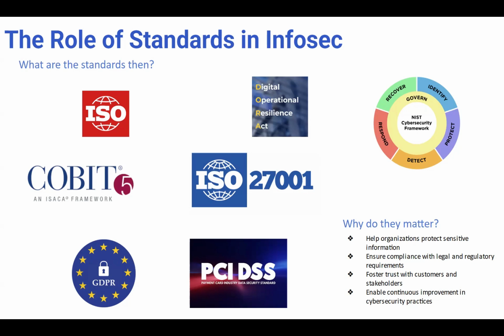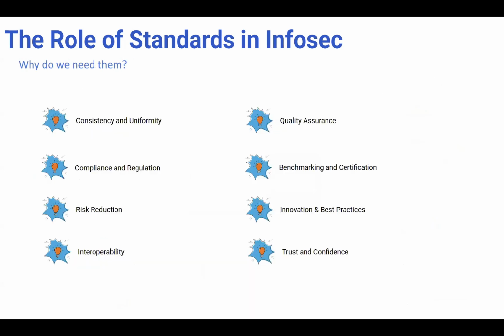First of all, they help organizations protect sensitive information to different extents. If organizations follow the requirements of the standards, they would be better off in protecting their sensitive information. They ensure compliance with legal and regulatory requirements. Some of these are strong requirements. GDPR and PCI DSS, for example, are strong requirements for anyone that falls within the context. They help foster trust with customers and stakeholders. That is definitely true for the ISO standard, and actually for any of the standards. And they enable continuous improvement in security practices. So just to know, this is why standards matter.